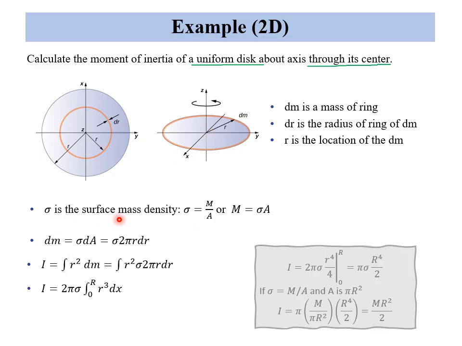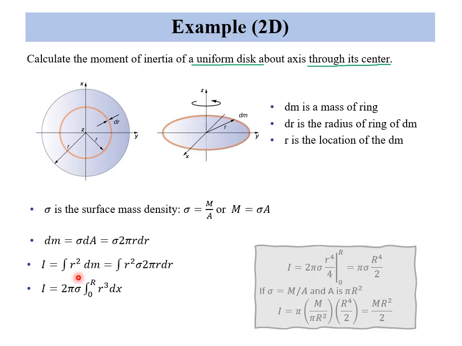For surface mass density, we use sigma, which is equal to total mass over total area, so the total mass is just sigma times area. If you look at the tiny mass increment, if we have uniform mass density, then dm is sigma times dA. This is a 2D object, so dA is just the area of the ring, which is 2 pi r times dr.